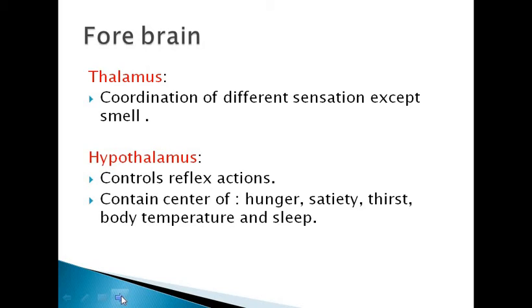Also, if you feel tired, you will go to sleep. So all these actions are controlled in the hypothalamus. On top of that, it controls the body temperature, regulating it at 37 degrees Celsius, and controls the homeostasis of the body. This occurs in the hypothalamus.